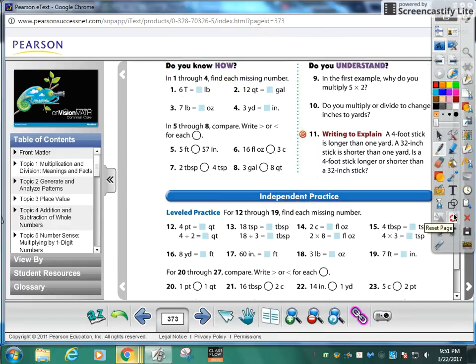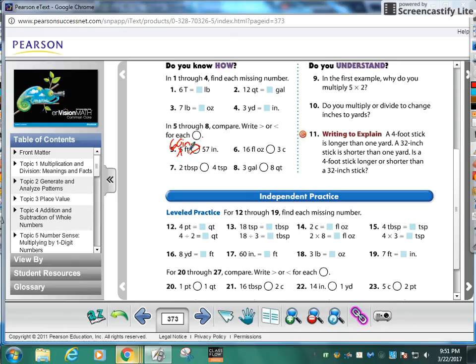Next, you have to say which one's bigger, 5 feet or 57 inches? Well, I know there's 12 inches in a foot, so I'm going to have to make the unit the same. So 12 times 5 is 60 inches. So 5 feet is bigger. 16 fluid ounces or 3 cups. Now this we have to pay attention. It has fluid ounces. Each cup is 8 fluid ounces. Okay? So you have to do 3 times 8, which will give me 24 ounces. So 3 cups is bigger.